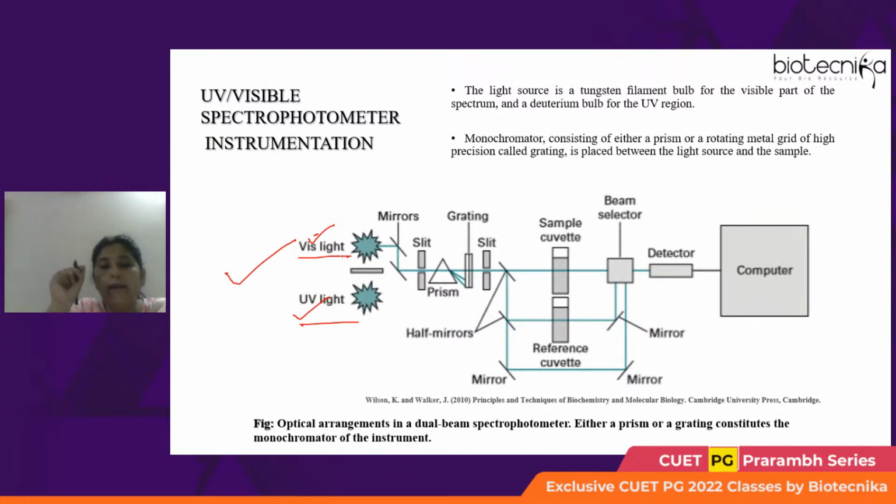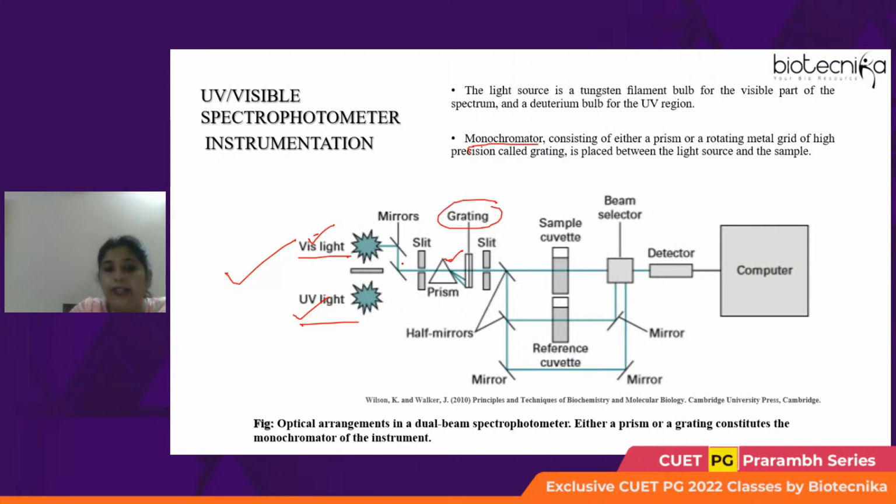Now always remember, the light coming out from these bulbs is polychromatic, that is, of different wavelengths. But for analysis, we have to use monochromatic light, that is, light of a single wavelength. To convert the polychromatic into monochromatic light, you have to use a monochromator. It can be a prism, or a grating, a rotating metal grid of higher precision, we call it a grating, you can use, right?